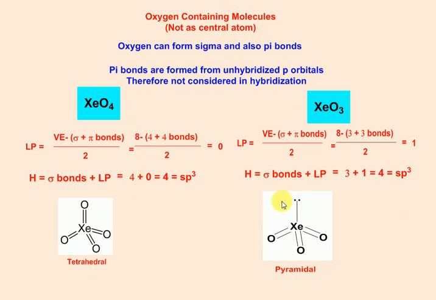So friends, you have to remember, whenever oxygen is forming both sigma and pi bonds, you have to count only sigma bonds for the hybridization, as pi bonds are not formed from hybridized orbitals. They are formed from unhybridized p orbitals. However, while counting the lone pairs, you have to consider both sigma and pi. So these two examples are very important. You can solve more examples from xenon molecules.